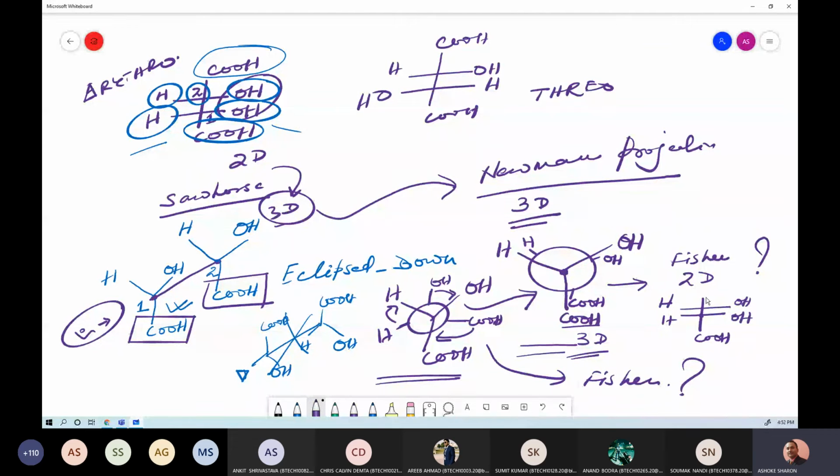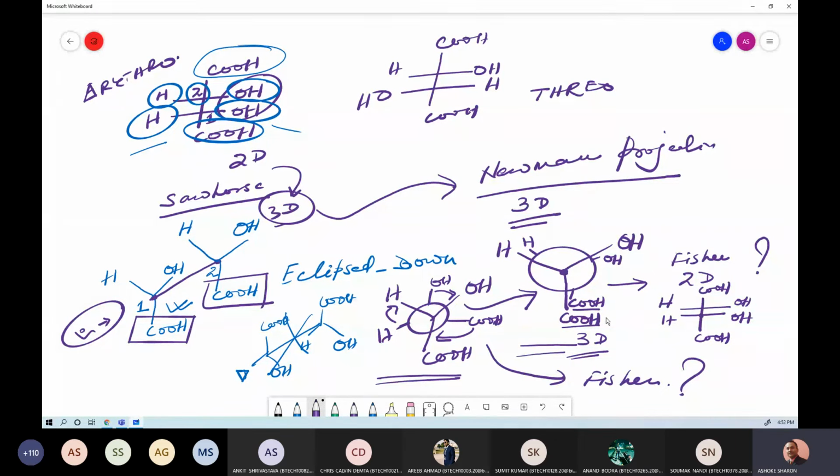So if you remember, you asked this question, why do we always draw down? Because of this reason: this is down, and it is converted in the Fischer to vertically up, because we don't have an option now. If you have an eclipsed up, you can make it down. You just rotate one of the carbons.